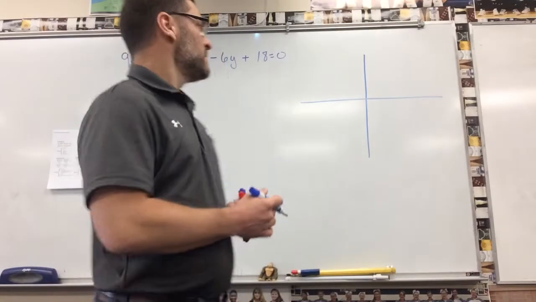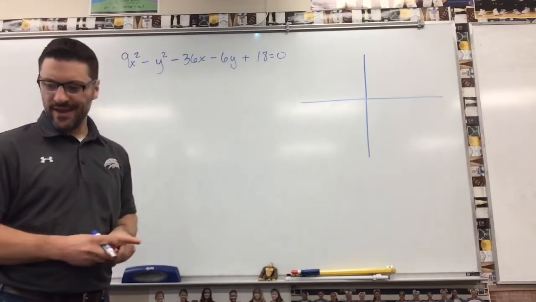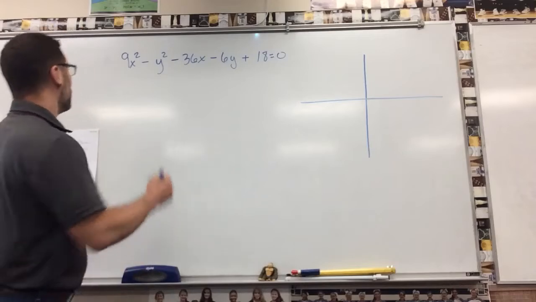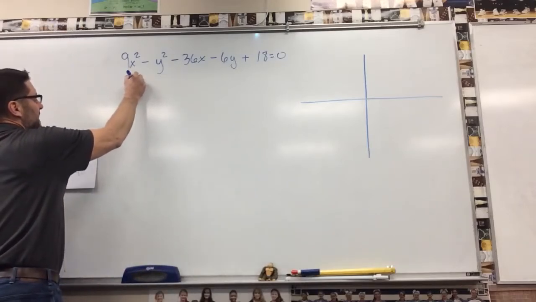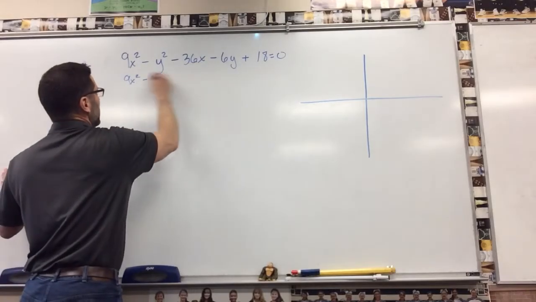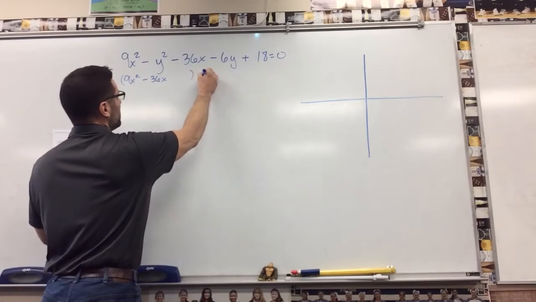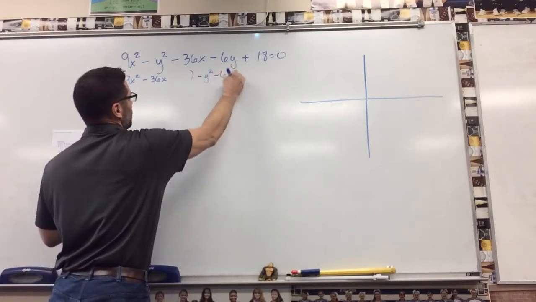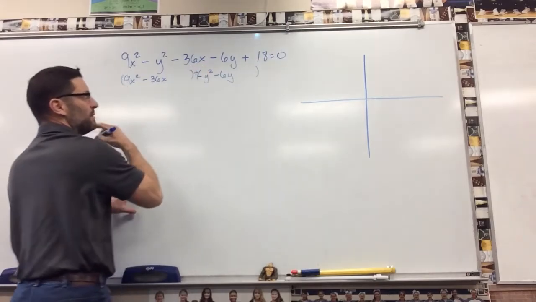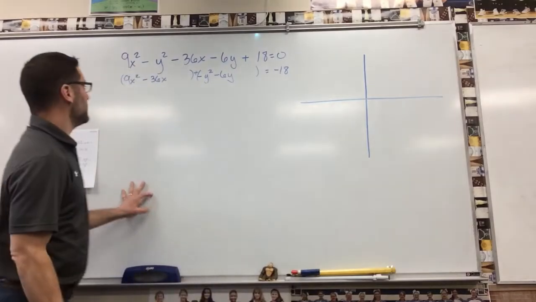Desmos when we're done. So our first step on this problem is we are going to take this thing, we're going to collect the x's, we're going to collect the y's. We're going to move the constant over. So I'm going to take 9x squared minus 36x. I'm going to leave some room here just for emphasis. I'm going to have to put something in that spot. Minus y squared minus 6y. And I'm actually going to group it with that negative sign and put a plus in between them. And then I'm going to minus the 18 over, and I get minus 18.